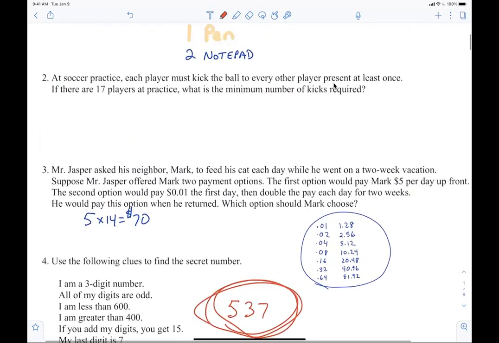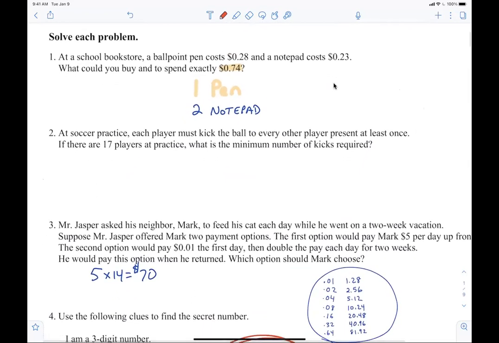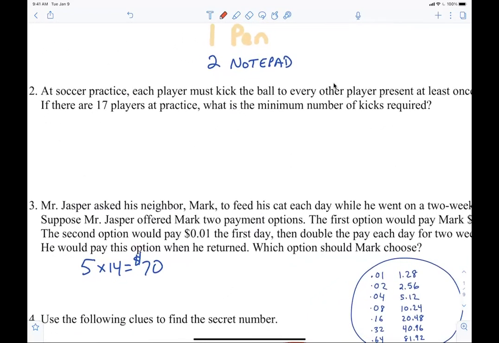All right. And last one for us today. Addison. At soccer practice, each player must kick the ball to every other player present at least once. If there are 17 players at practice, what is the minimum number of kicks required? What are you thinking? I thought it was 9. Okay, so here's what I want you to do, kiddo. I want you to put this down.